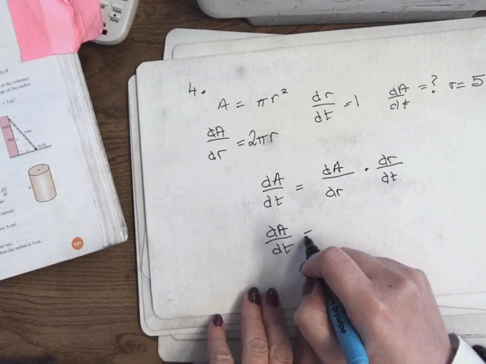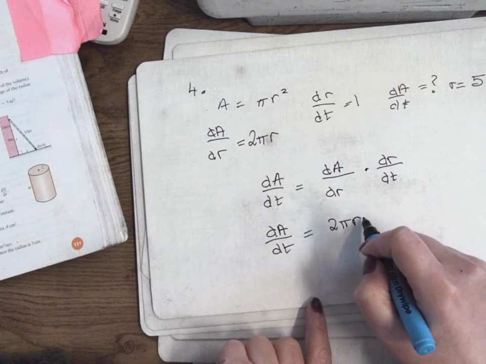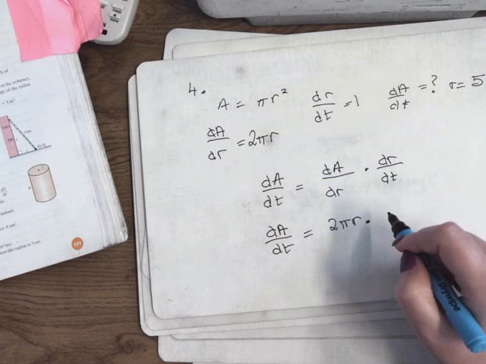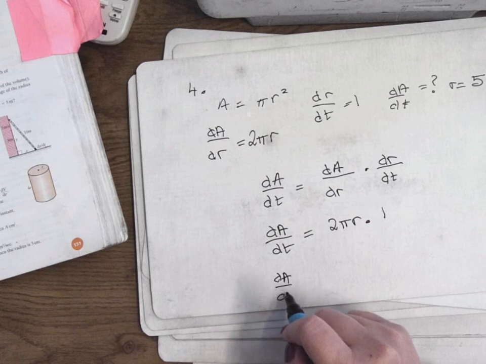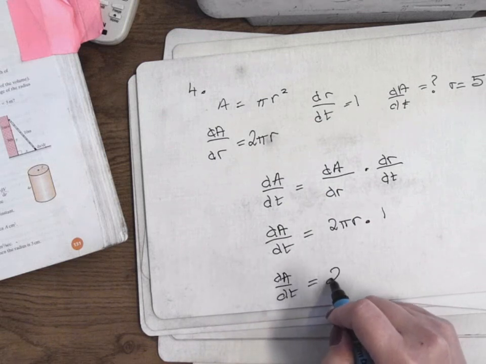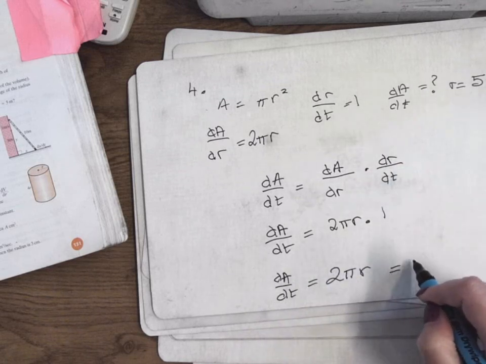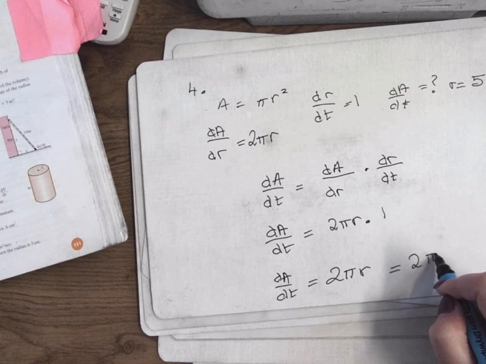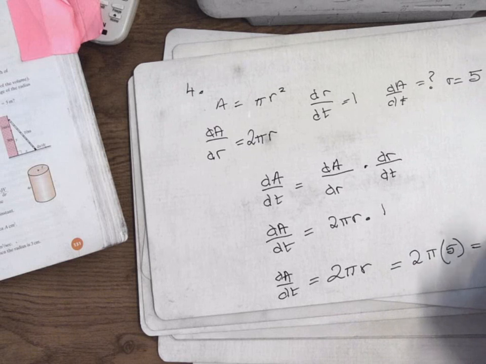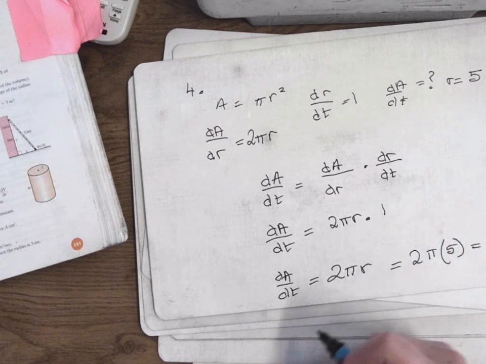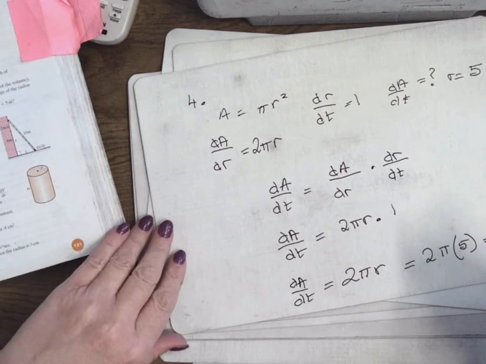dA dr, which I've just calculated, is 2 pi r, multiplied by dr dt, which is 1. So that means dA dt is equal to 2 pi r, and they told me to calculate that when r is 5. So everywhere I see an r, put in a 5. That's your last job to do. Substitute, and you get 2 times 5 times pi, which is 10 pi. Is that okay? That's number 4.